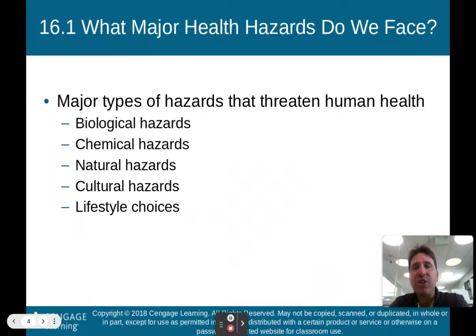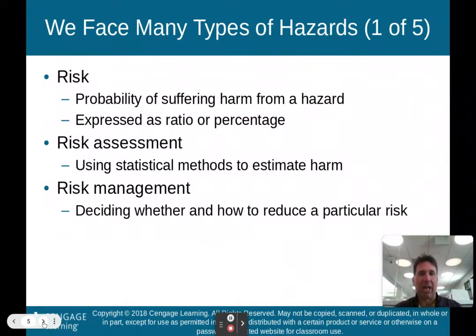All right, so what major health hazards do we face? The major types of health hazards that threaten human health can be broken down into five categories: biological hazards, chemical hazards, natural hazards, cultural hazards, and lifestyle choices. We'll go through and talk about each one of these in a bit more detail over the next couple of slides. We face many types of hazards out there, and there are a couple of terms that you'll need to know.